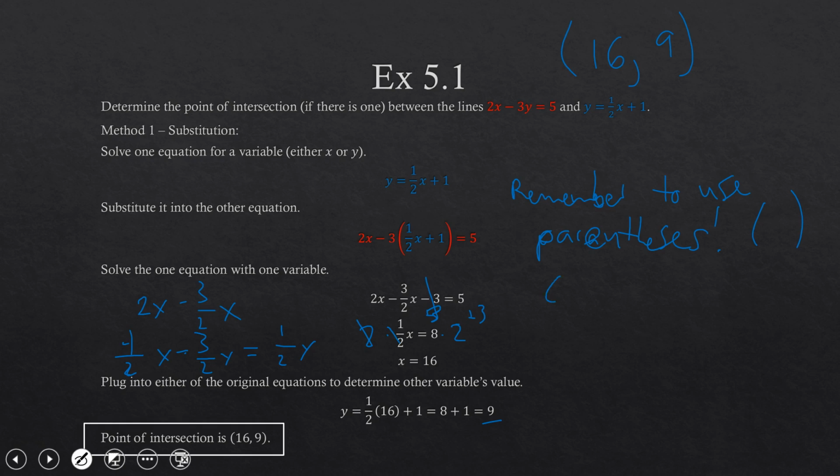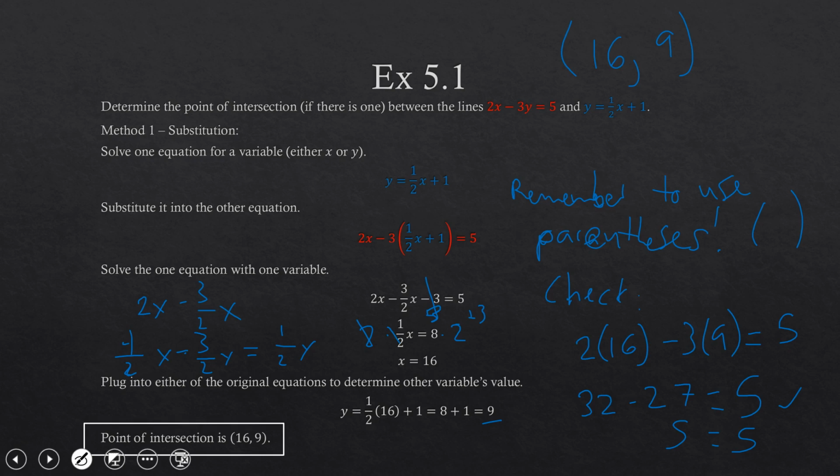And if you want to check your work, you just have to make sure that it actually is in the other equation, the one we did not use. We can check that simply by doing 2 times 16 minus 3 times 9 equals 5, I believe. So this is 32 minus 27, and that's 5. So good, 5 is equal to 5. So it is in fact on both equations, or satisfies both equations, so it's on both lines.